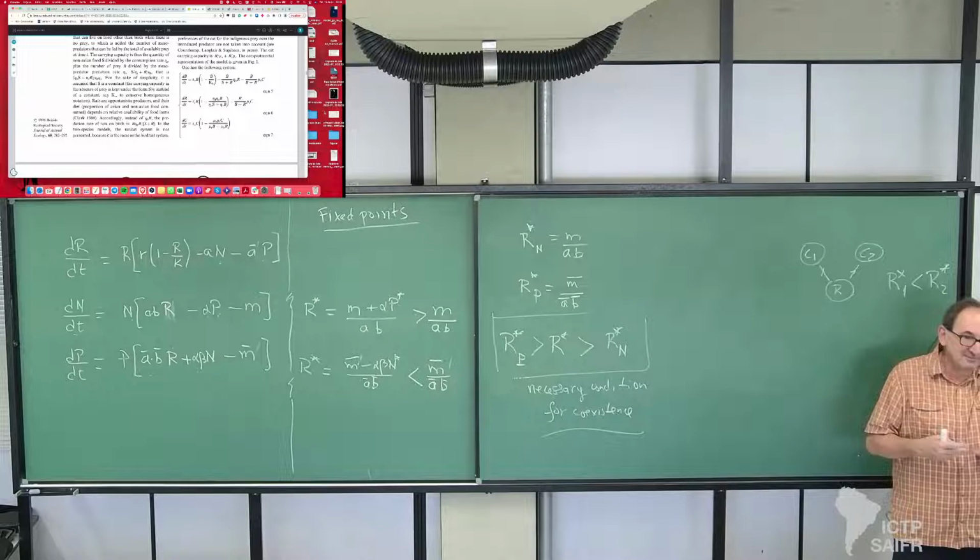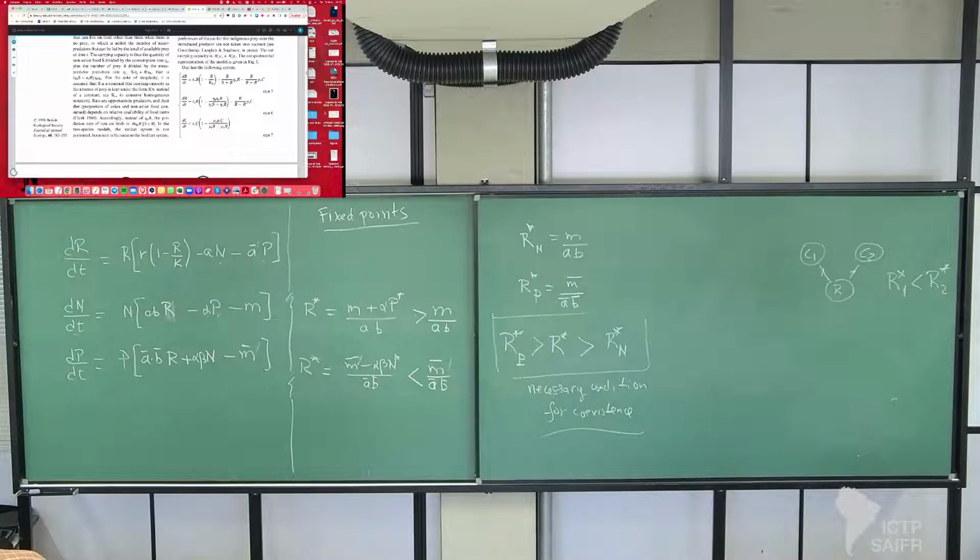I'm a bit confused about this because M and M bar, A and A bar, B and B bar are different values, right? So how can we gather these two sentences, like R star P is bigger than R star?